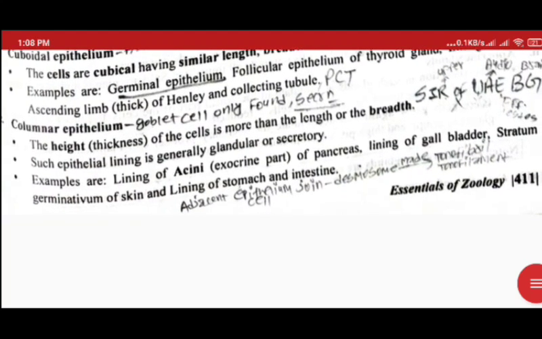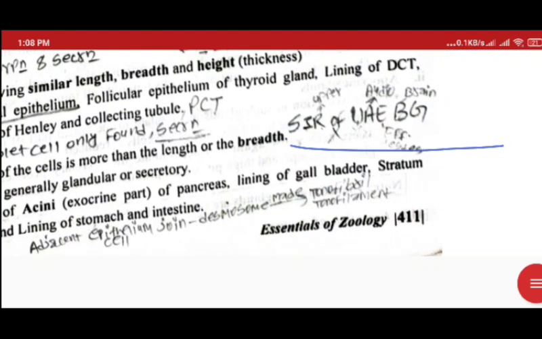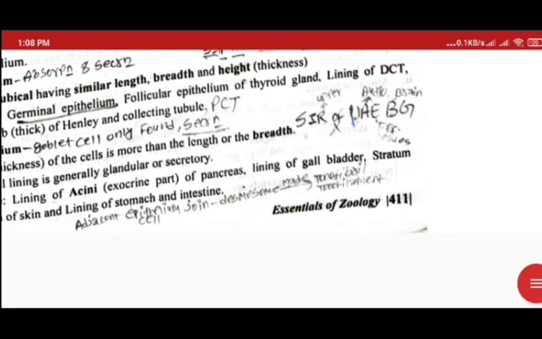So here the example trick is SIR UUAEBG. S is for stomach, I for intestine, R for upper respiratory tract, and O for nothing. U is for uterus, A for auditory tube, E for efferent ductules of testes of male, B for brain, and G for gallbladder.